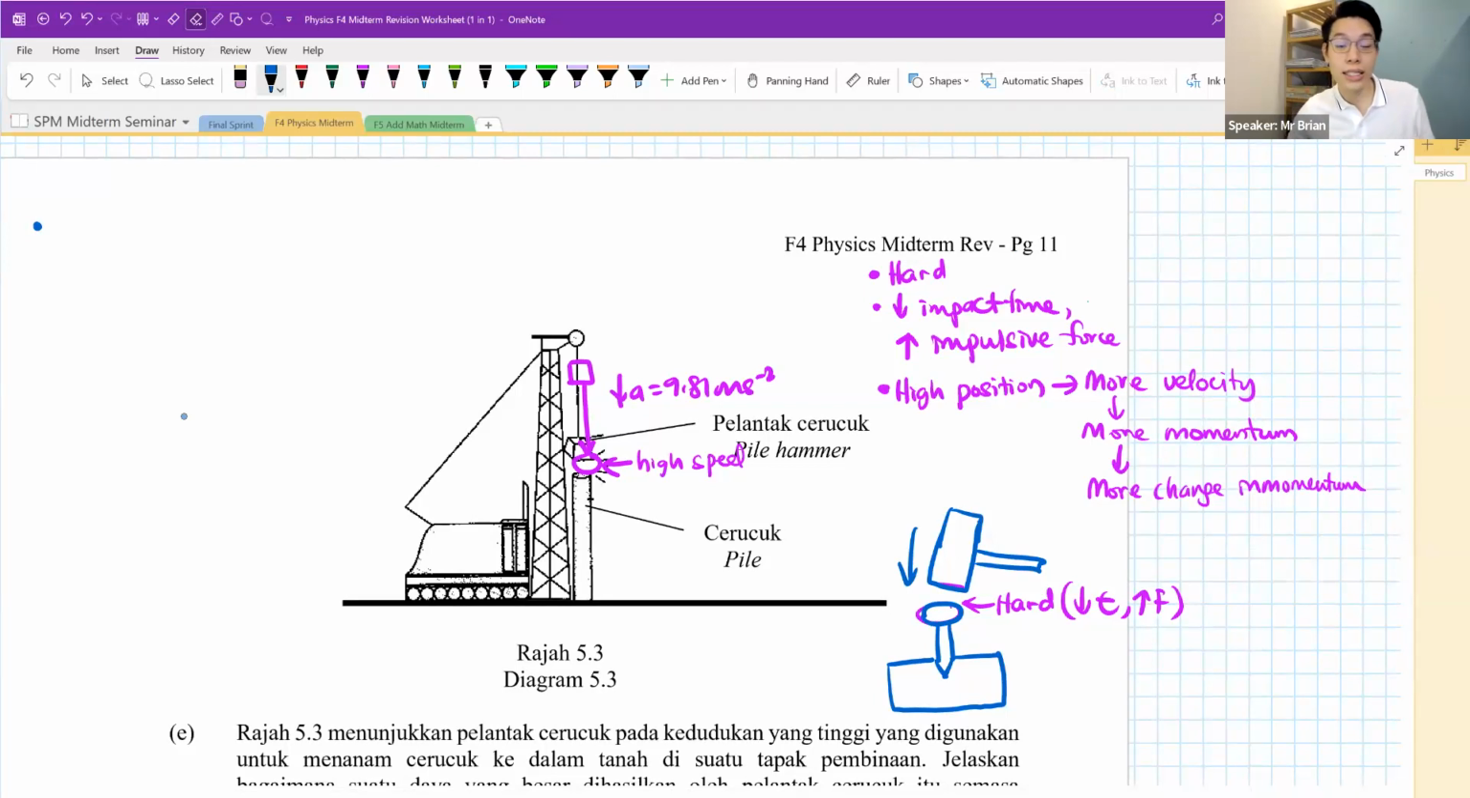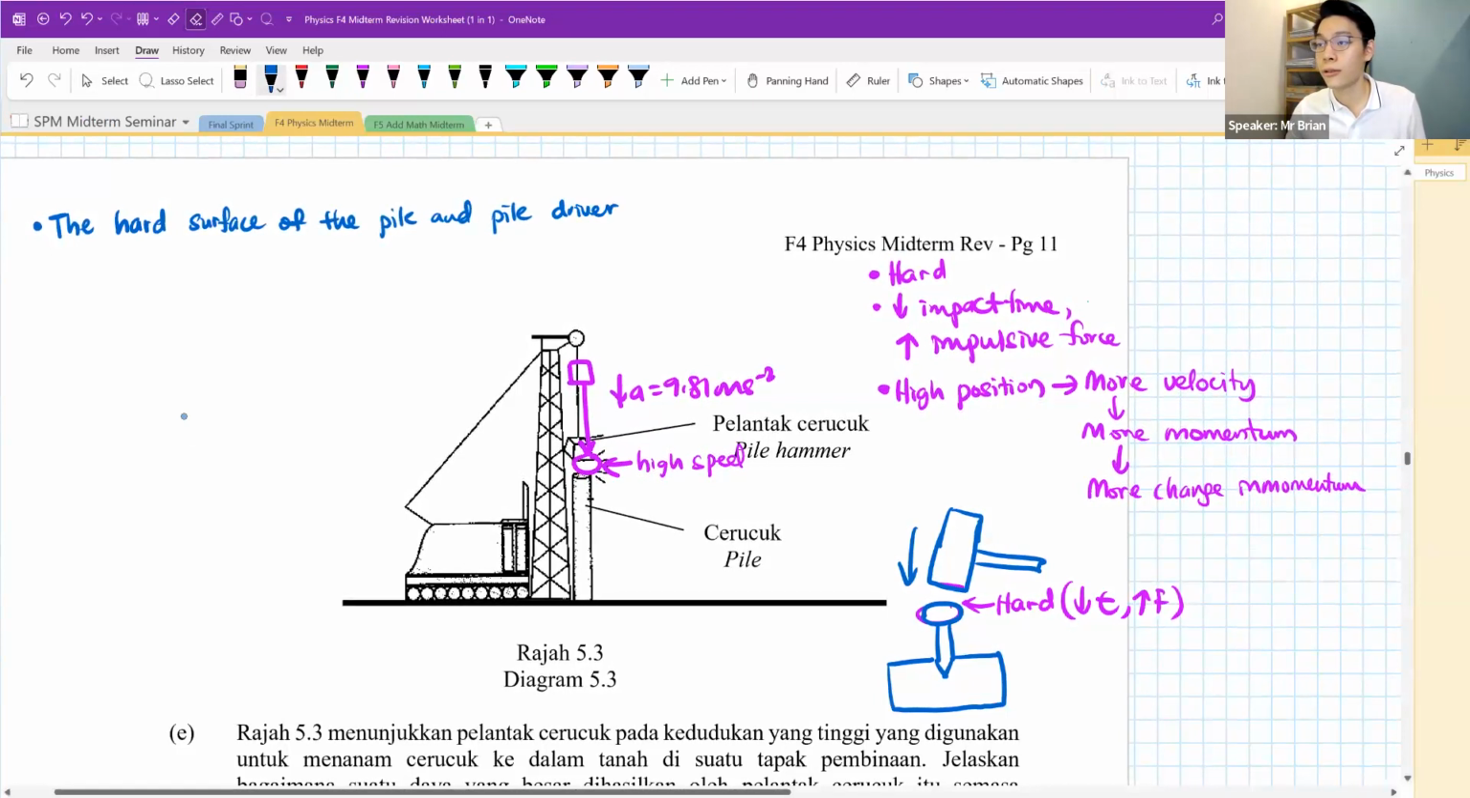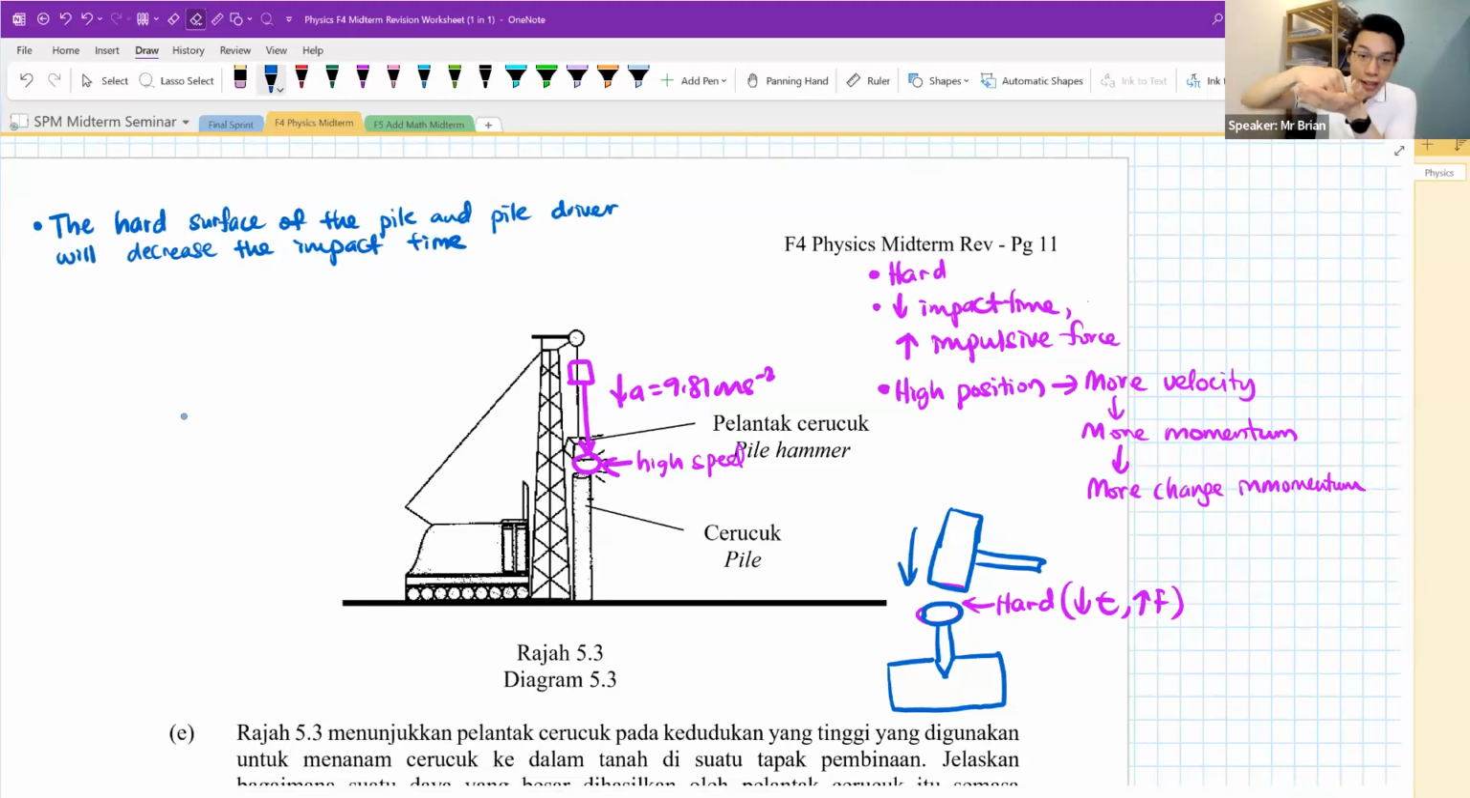We start with the hard surface. I'll say that the hard surface of the pile and pile driver will decrease the impact time. If it's a soft surface, then you can sink into the shock, more time. Okay, now this one, less time.